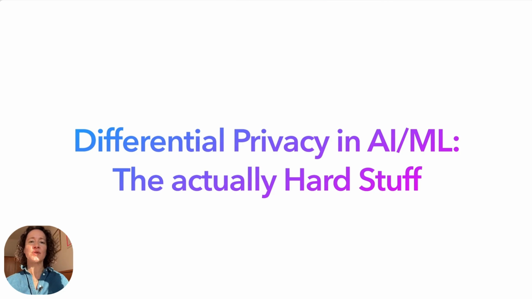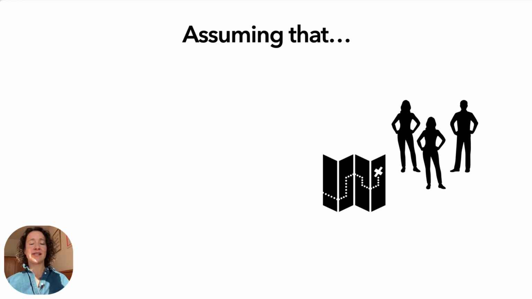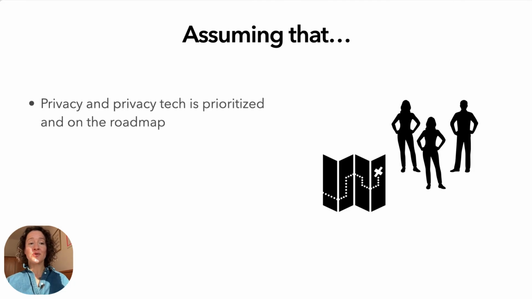But today, what we're actually going to talk about is what I consider to be some more difficult parts. So you've already decided you're going to use differential privacy in some sort of deep learning. And now, what are the hard parts that you're going to run into? And I'm going to make some assumptions here. So I'm going to already assume that privacy and privacy technology is prioritized and on the roadmap. So if you're not at that stage, that's the hardest part. So you can just stop watching this video and go try to work on that part of the problem. So that's obviously one of the biggest hurdles.